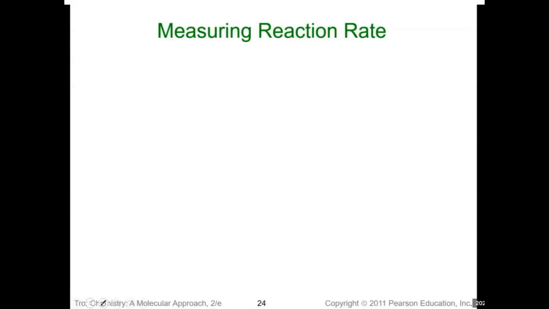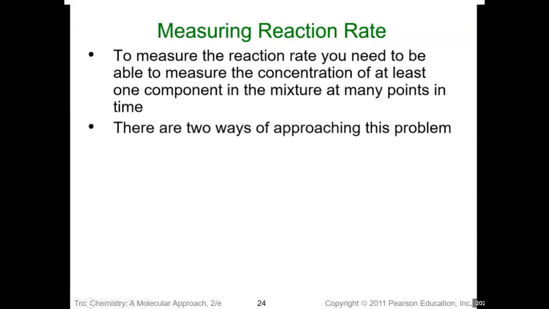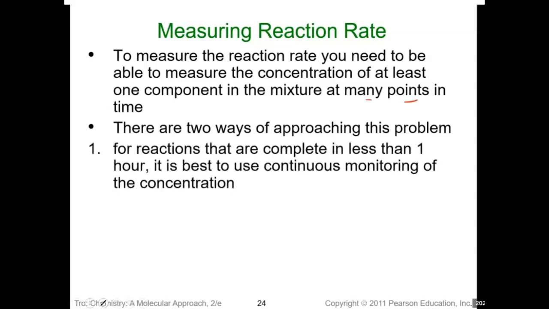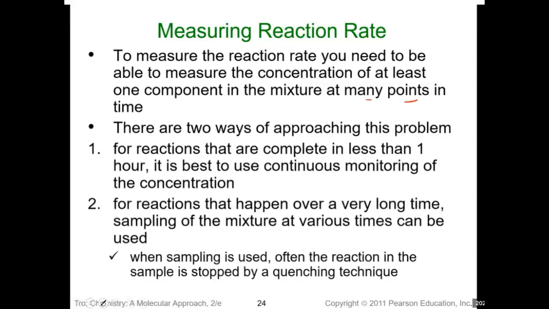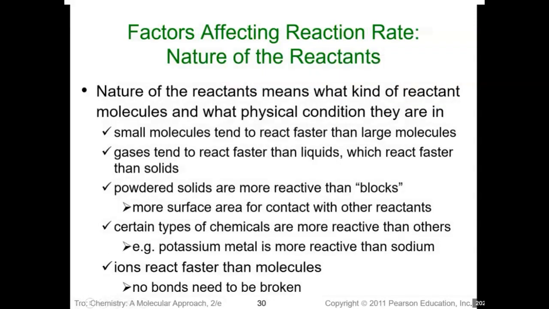Okay, so how do we measure reaction rates? We have to be able to measure the concentration of at least something at many points in time. We could do this by continuous monitoring, or we can do this through a sampling method called quenching, where we can kind of stop the reaction. But no matter what, and this is what we're going to be doing in the lab, we need to be able to measure the concentration at many points in time. So in lab, that's exactly what we're going to be doing. We're just going to be measuring the concentration at all different points in time.